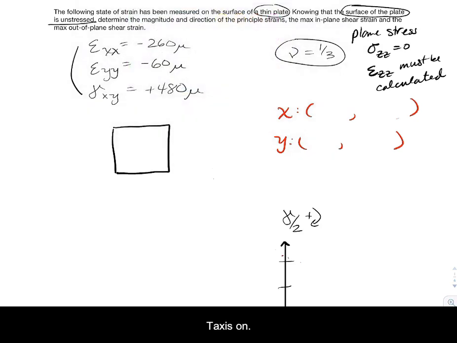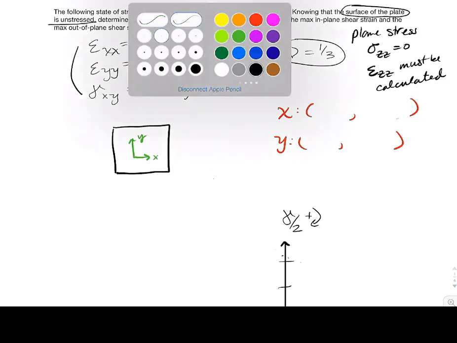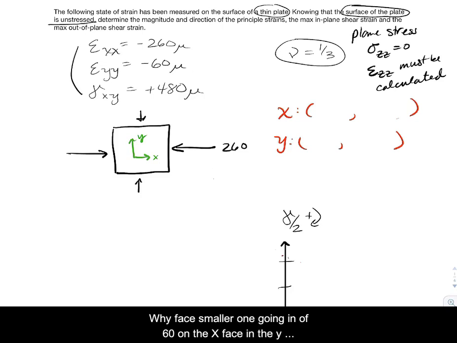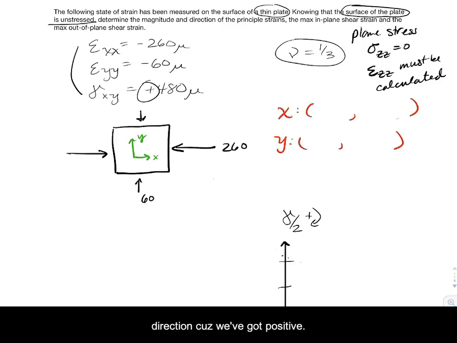Put our axes on, x, y. On the x face, we're going to draw an arrow going in of 260. Y face, a smaller one, going in of 60. On the x face, in the y direction, because we've got positive, draw our shear strain, which is 480, and draw all the rest of the arrows. So we can get onto Mohr's circle here.